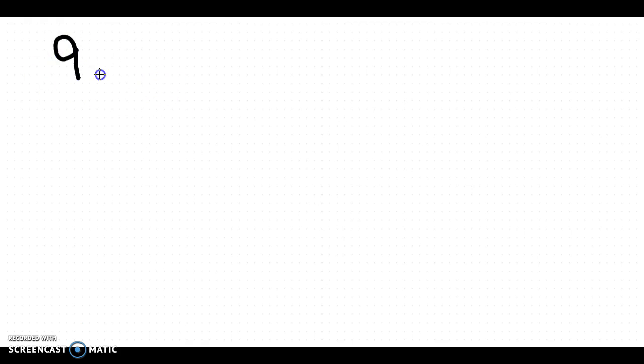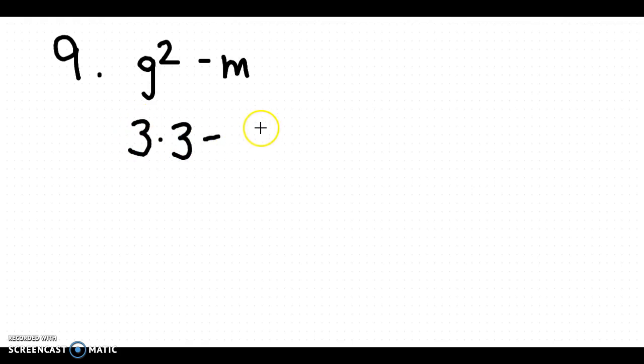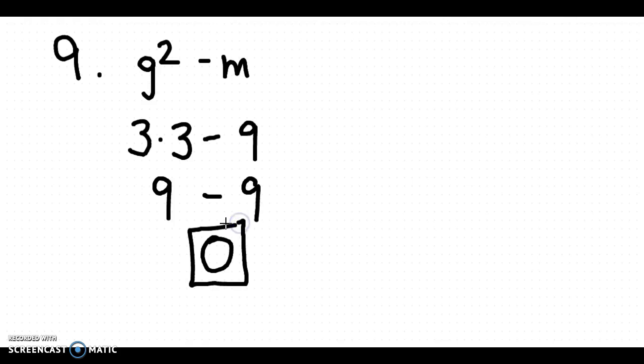Alright, number 9, we have g squared minus m. Again, g is 3, so we have 3 times 3 minus m, which is 9. So we'll do our order of operations. 3 times 3 becomes 9, minus 9, and you subtract those, and you get 0 for your final answer.